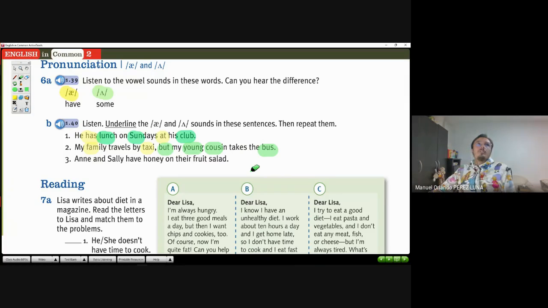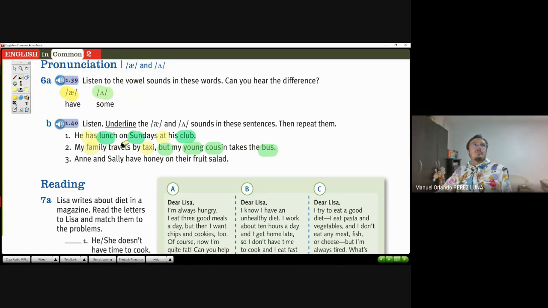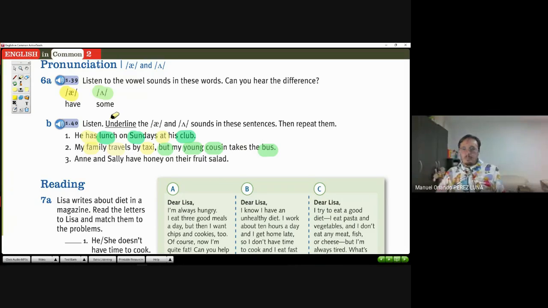Okay. What happened to travels? We say travel or we say travel? So it is like with this one, okay? My family travels by taxi, but my young cousin takes the bus, okay? Take no tiene nada que ver porque la pronunciación de la A es A, no cumple la regla, por eso no podemos ponerle ninguno de los sonidos.